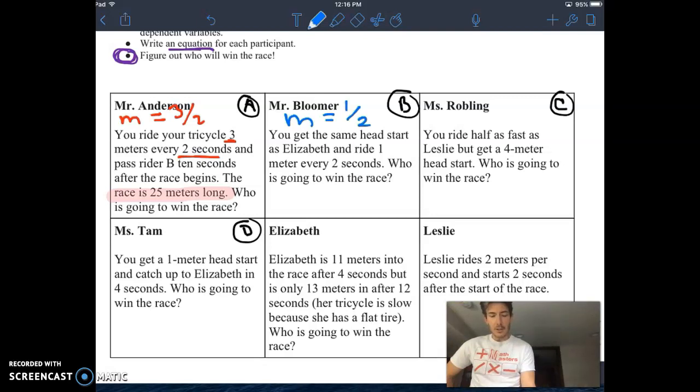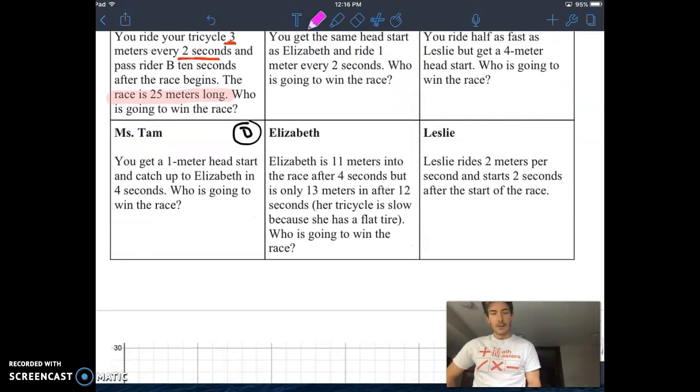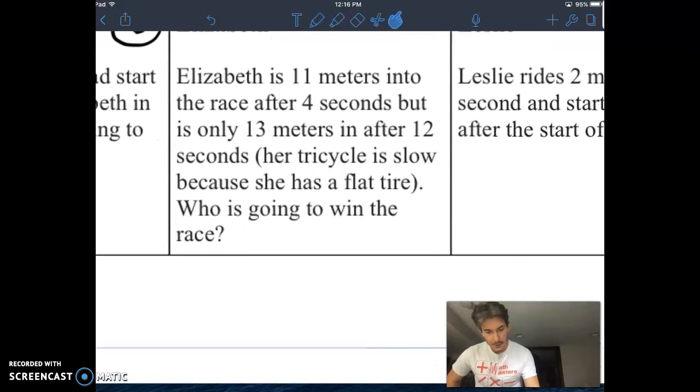They give me information about Elizabeth, so let's go ahead and check out Elizabeth here. I'm going to just jump down to right here. Elizabeth is 4 meters into the race after 4 seconds, but is only 13 meters in after 12 seconds. She's having trouble with her trike. She's got a flat tire. Who's going to win? They don't give me slope here, but they give me enough information to find the slope. They give me 2 points. And if you look carefully, you guys will see it as well.